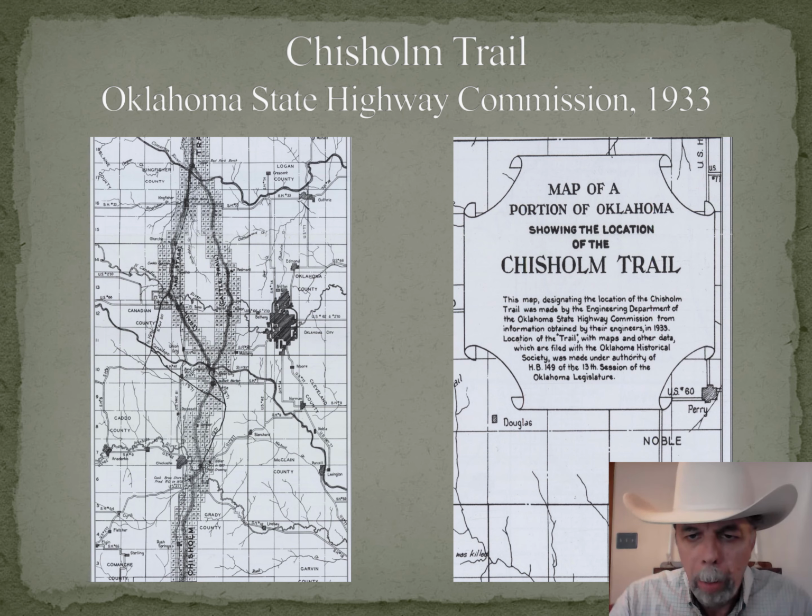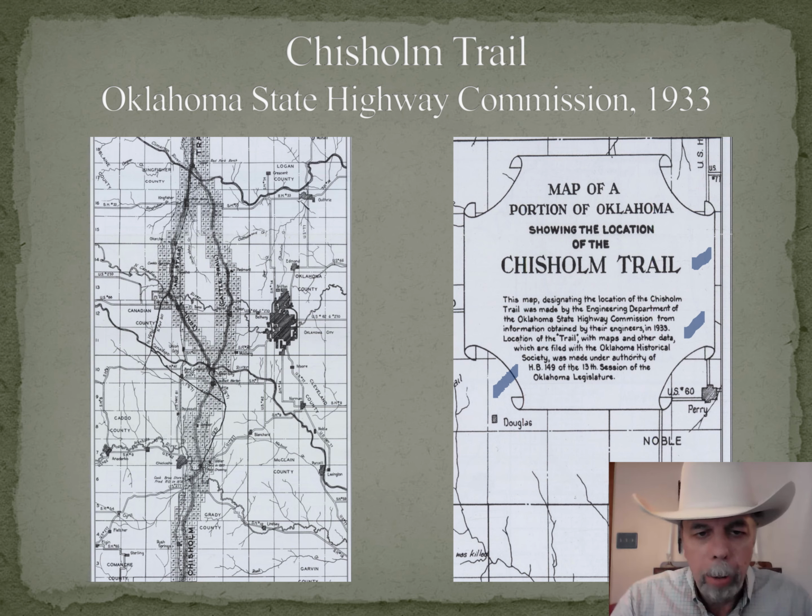On the detail on the right, we see the citation with the title, the date, 1933, and a reference to HB 149. House Bill 149 was where the Oklahoma legislature charged the Highway Commission with the task of locating and mapping the Chisholm Trail. And this map is a result of that legislation. The project manager was H.S. Tennant. His project report was published in a 1936 edition of Chronicles of Oklahoma.